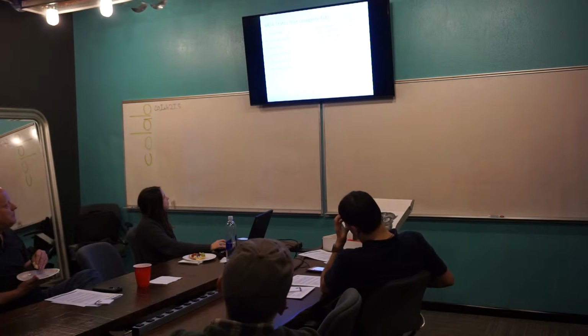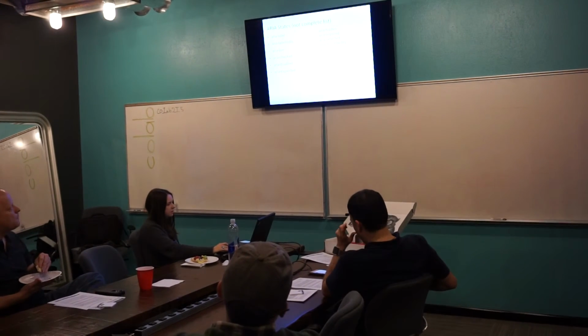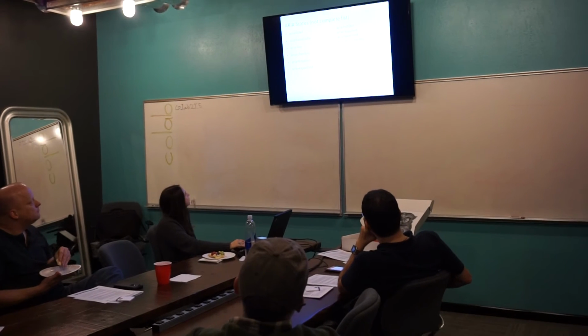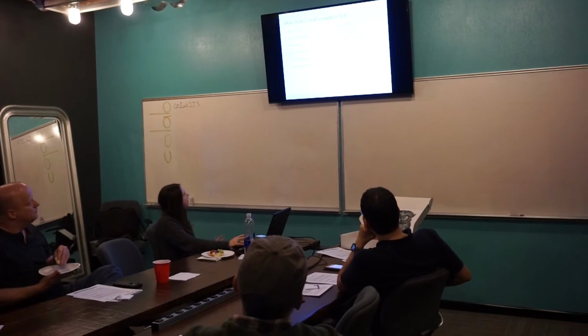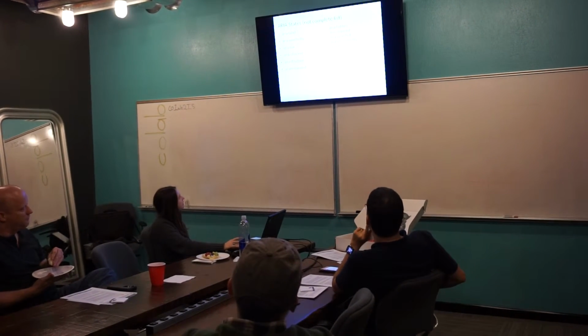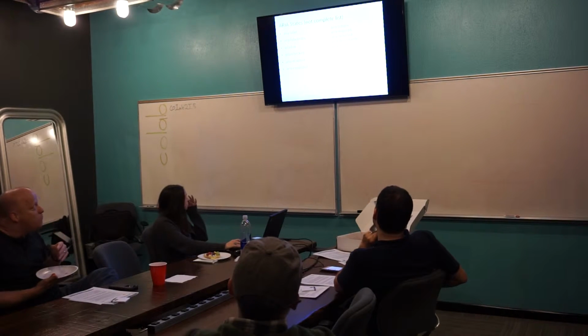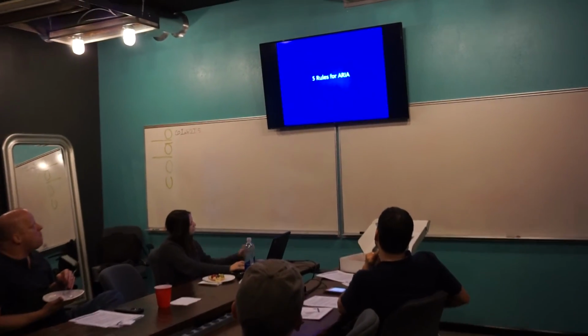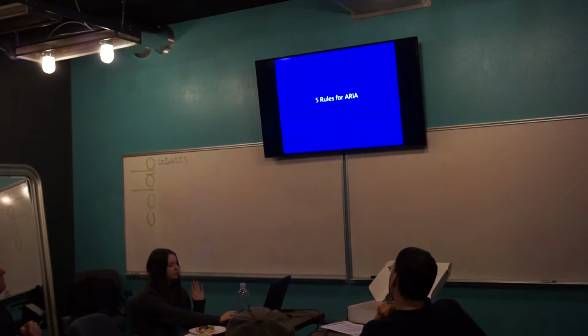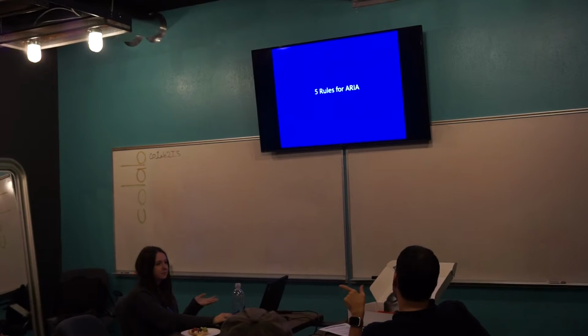Here are some examples of some more of those different types of states. So we've got labels, checked, unchecked, disabled, expanded. This is not a complete list by any means. So first, I'm going to go over 5 rules for using ARIA. Can we go back to the slide?